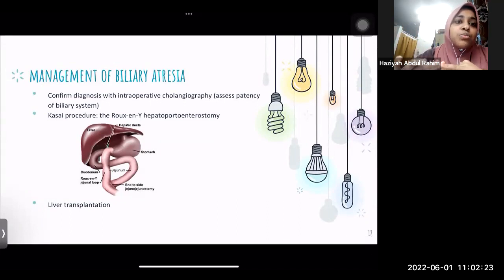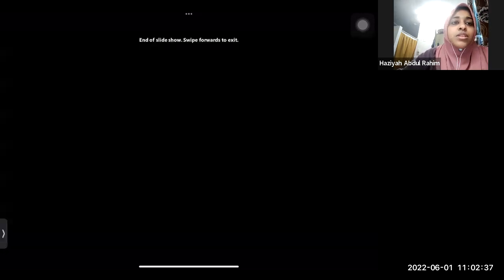If let's say we diagnose biliary atresia late, until it turns out to be cirrhosis, we have to do liver transplantation. Or if there is Kasai procedure failure, we have to proceed with liver transplantation. I think that's all.